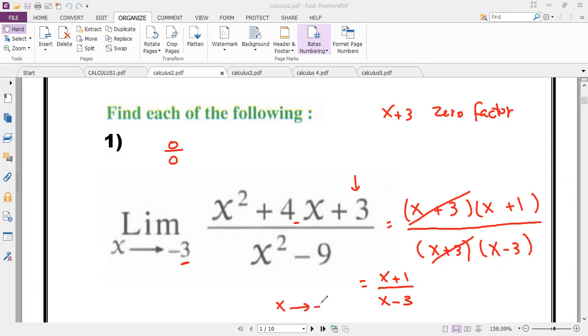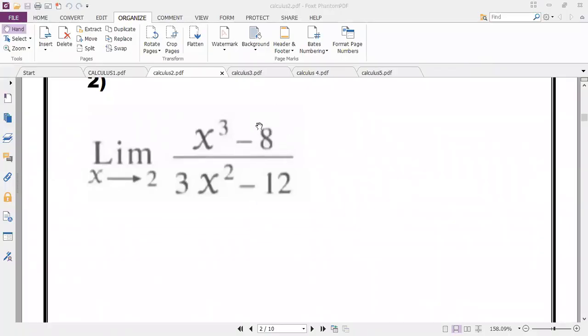x tends to -3. And in this case, you will put instead of x -3. So it will be -3 plus 1 over -3 minus 3. -3 plus 1 is -2 over -6. It will be 1/3. Let's go to the next example.